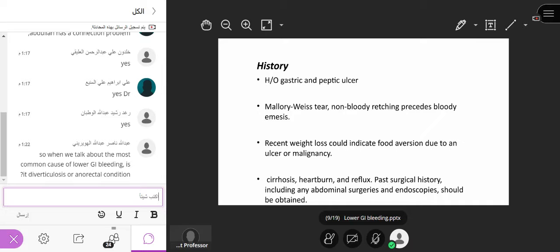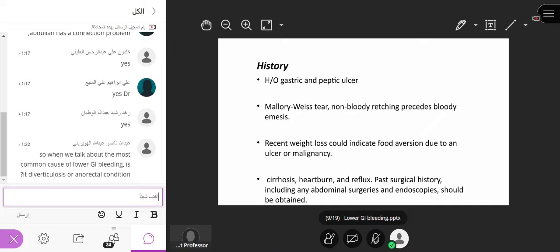So, history of gastric and peptic ulcer, gastric, duodenal, or esophageal ulcer, which is peptic ulcer. If there is a history, the history means pain, and usually it progresses. Usually it presents with postprandial pain and heartburn, and then as the disease progresses, they may bleed.